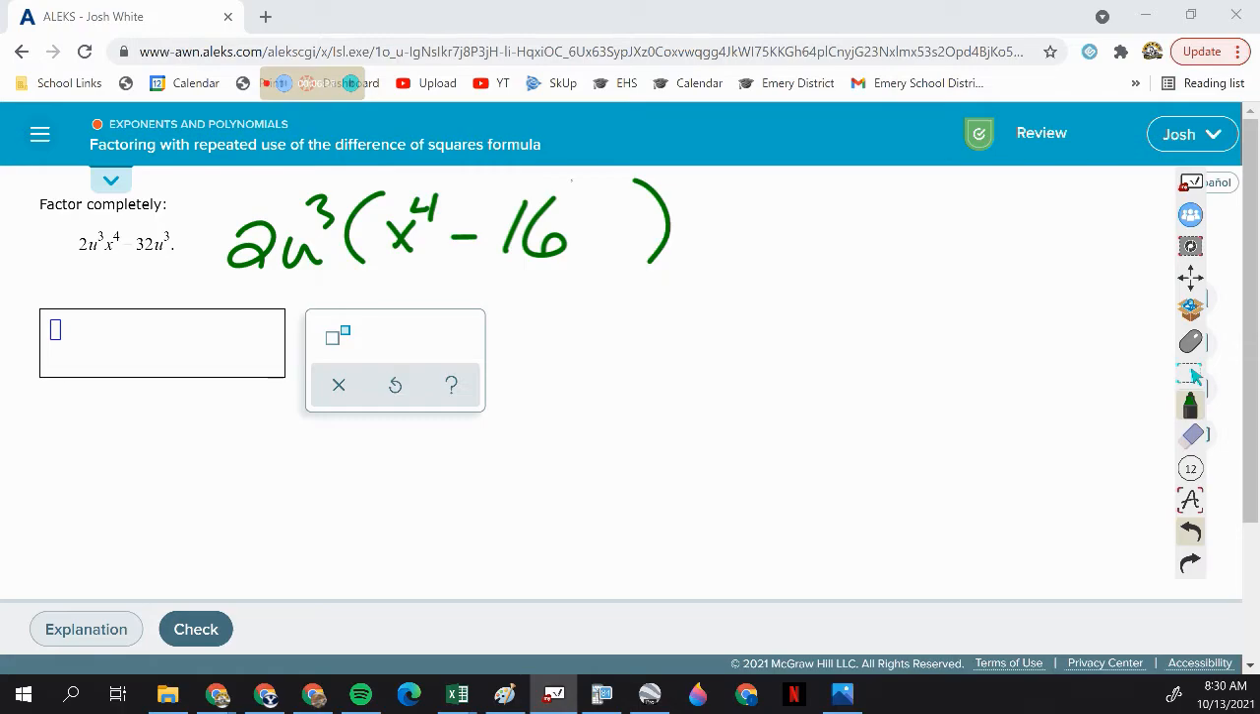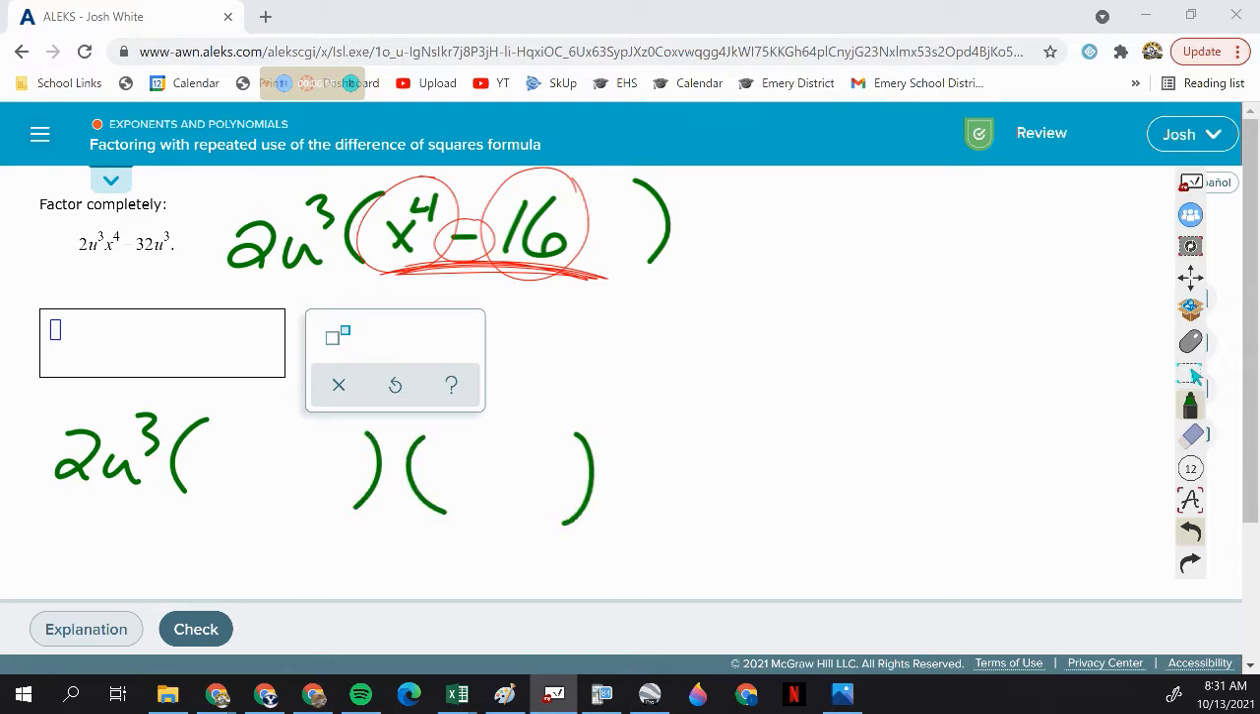Is this a perfect square? Yes. And we have a subtraction. Is this a perfect square? Yes. Of what? X squared. So this does fit the definition of a difference of perfect squares. It just has a larger exponent than we're used to. So 2u to the third. What would my two factors be of this? And they need to be conjugates.